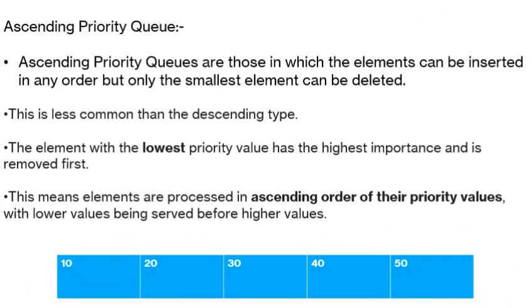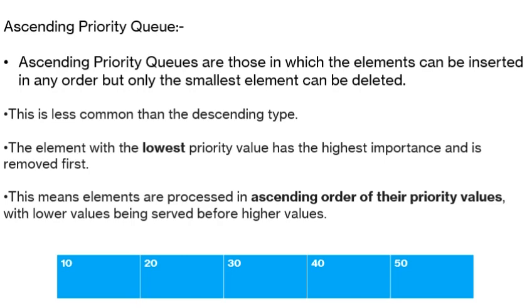So moving on to ascending priority queues. Ascending priority queues are those in which the elements can be inserted in any order but only the smallest element can be deleted. As we can see in the table below, we have arranged the elements in ascending order itself. Even if we arrange them in random order, we will be removing the smallest element first. That is, the smallest element will be the first one to be deleted. This is less common than the descending type.